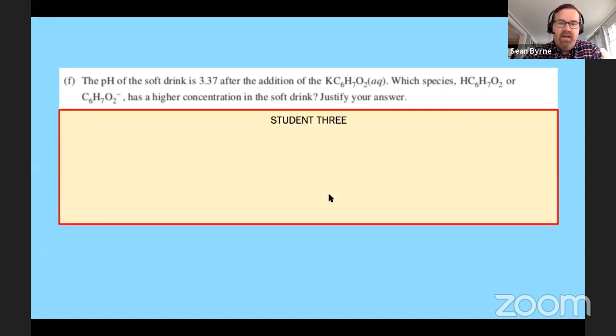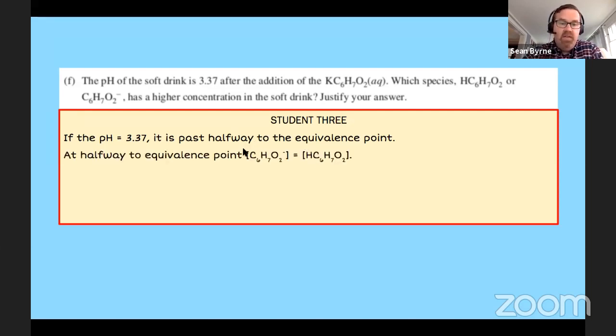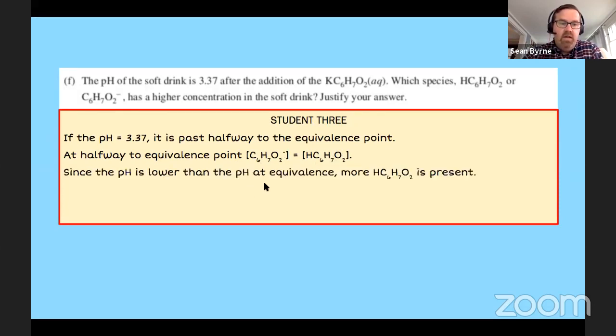What we're going to want to identify is really what student 3 said. If the pH is equal to 3.37, we're way past the halfway point, okay? So we can think about what happens at the halfway point. We know that our concentrations of the acid and its conjugate base are equal to one another. And so since the pH is lower, there's more acid that is present.